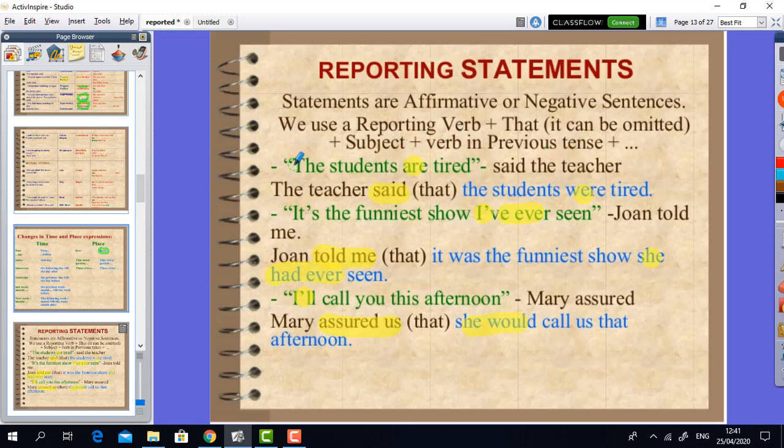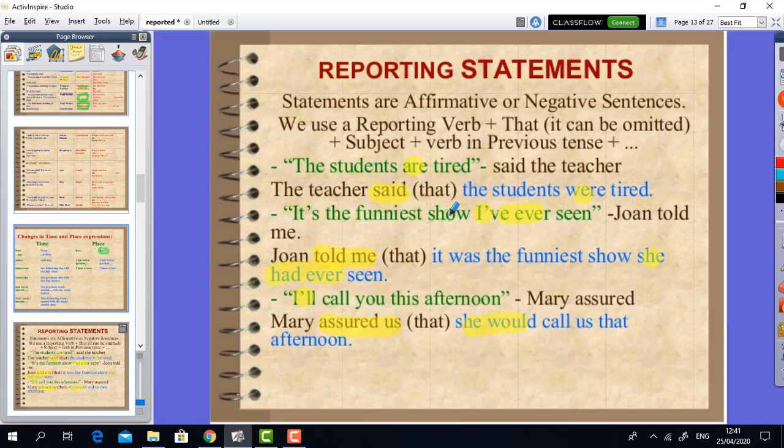Let's take an example. The students are tired, said the teacher. This is the direct speech. The reported speech will appear as the following sentence. The teacher said the students were tired, not are.